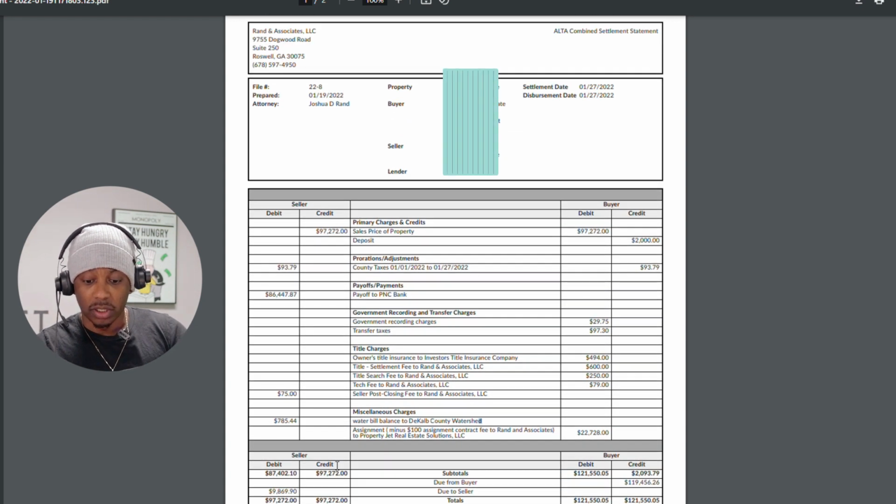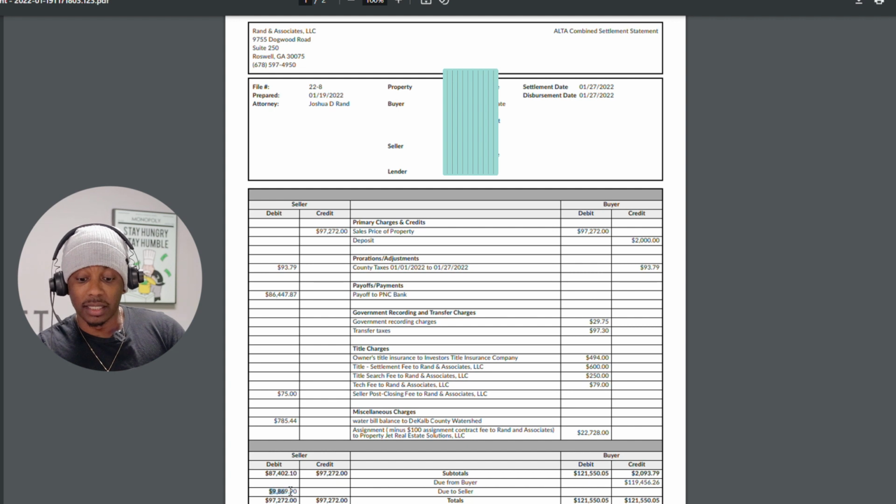So the total here, we have the total debits, which is the total amount of deductions totaled up to $87,402.10, right? And we have our total credit, which is $97,272 from the sales price of the property. Now you subtract the debit from the credit, right? The deductions from the credit, and we're gonna get $9,869.90, which is due to the seller.